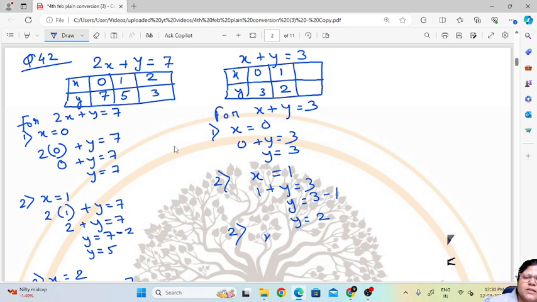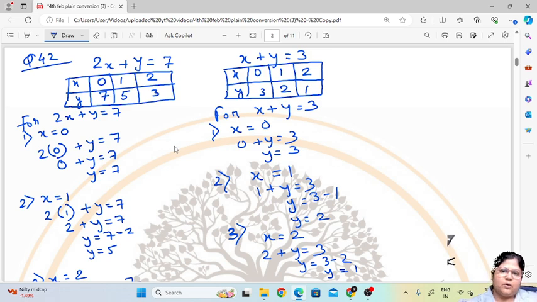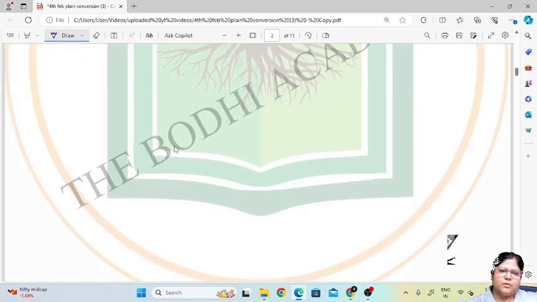Then the third one, x equals 2. So 2 plus y equals 3. So y equals 3 minus 2, y equals 1. So when x is 2, y is 1. So this way we got three different values for both the equations. Okay, now we are going to put them in the graph.